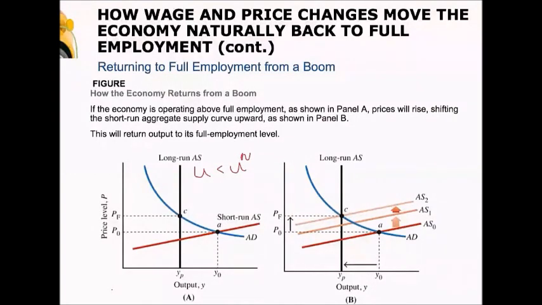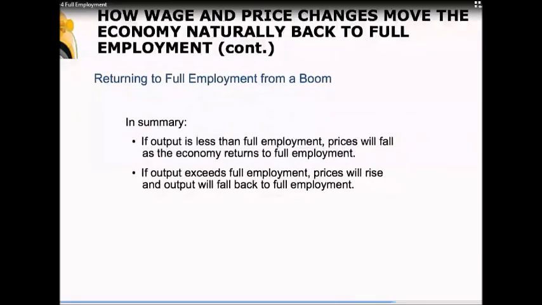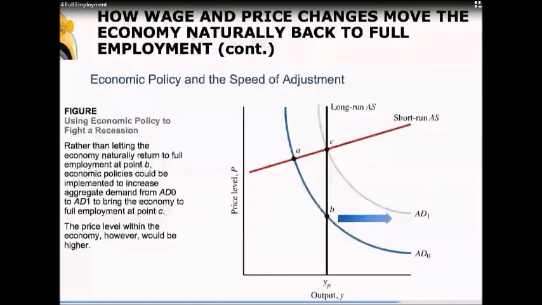So in either case, output less than potential output or output greater than potential output, we're going to see wages and prices adjust eventually, and we'll get back to potential output. So in summary, if output is less than full employment, prices will fall as the economy returns to full employment. If output exceeds full employment, prices will rise, and output will fall back to full employment.